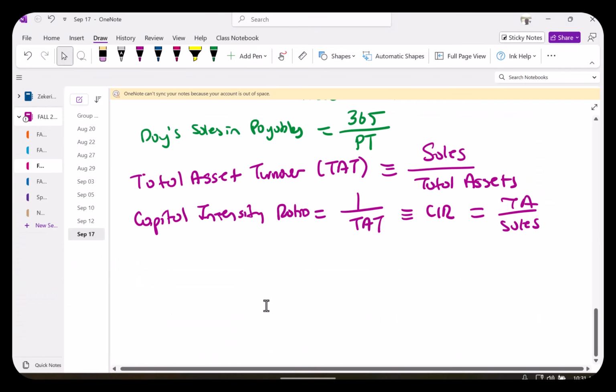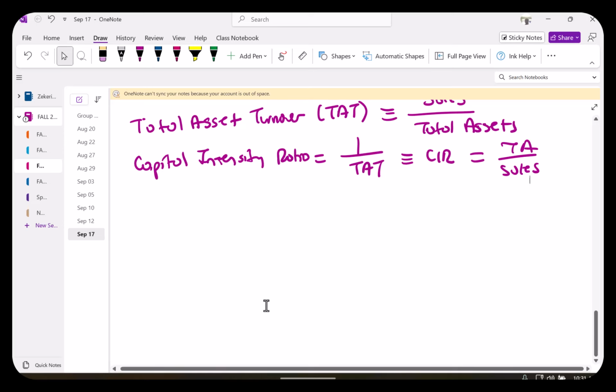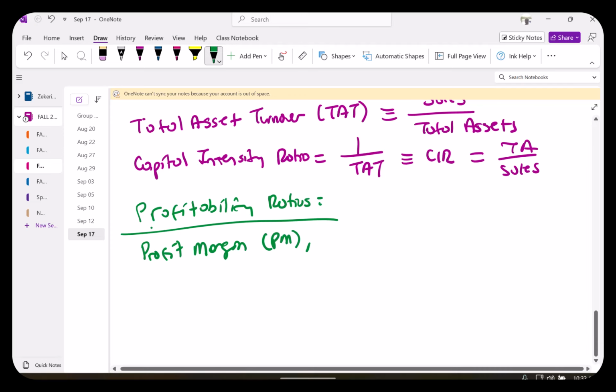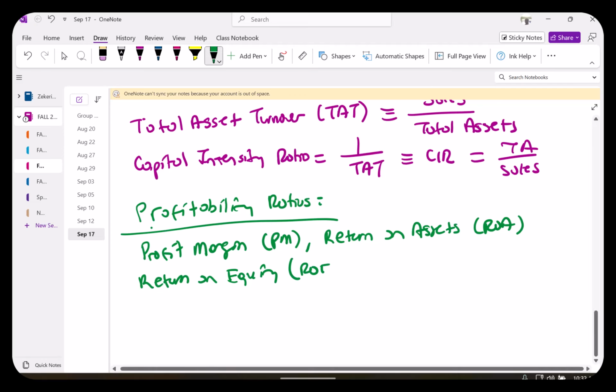All right, we have 15 minutes. Let's start talking about profitability measures. We're going to use three of them: profit margin, PM; return on assets, ROA; and return on equity, ROE. They all divide net income by something.